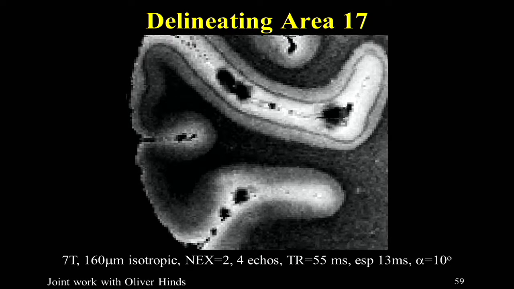There are no cardiac and respiratory cycles messing up the data. We can scan for 40 hours, which we do routinely. And we can take that factor of 1,000 in SNR and trade it off for about a factor of 10 in resolution. So this is 150 micron isotropic imaging through the primary visual cortex.